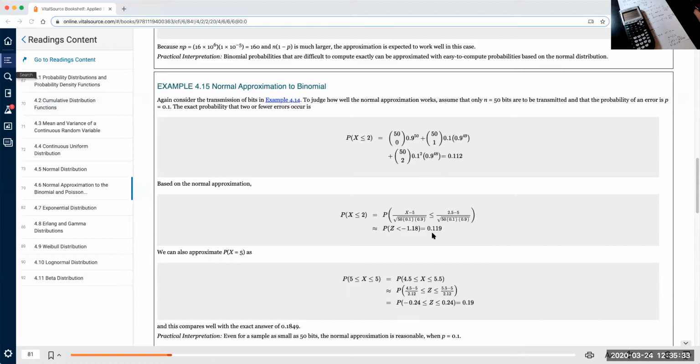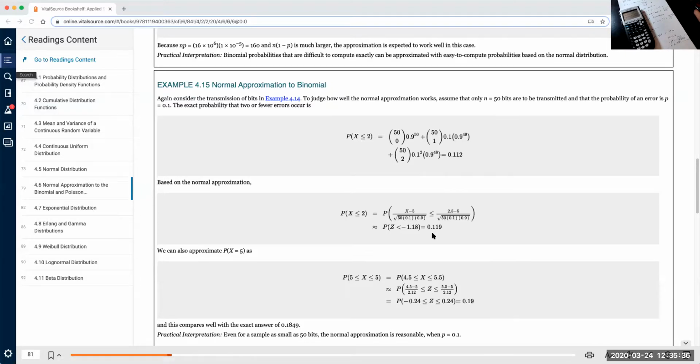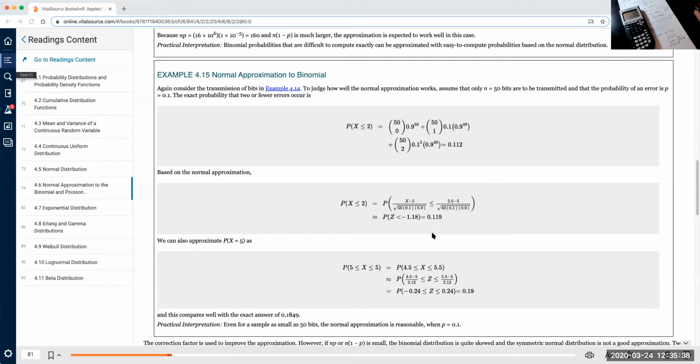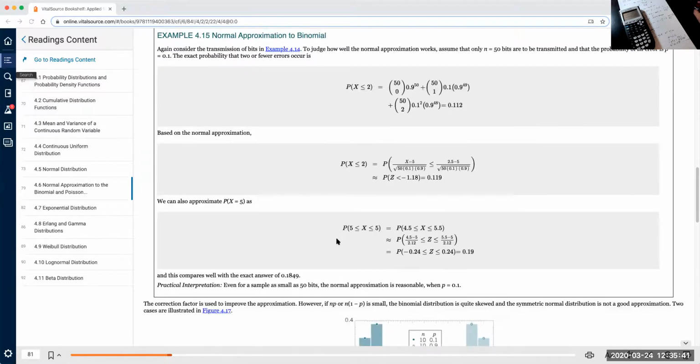Okay. So similarly, you see that we can also approximate the probability x equals 5 like this. The probability x is between 5 and 5. So we add 0.5 to the 5 on the right-hand side, and we subtract 0.5 from the 5 on the left-hand side. So the probability x is between 4.5 and 5.5. Then convert this into z-scores, and using the calculator, we can find the probability.